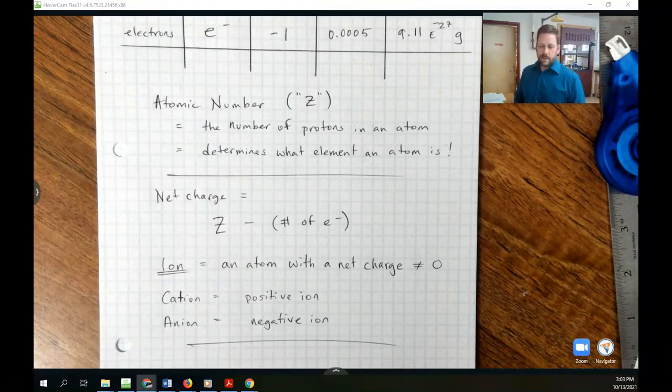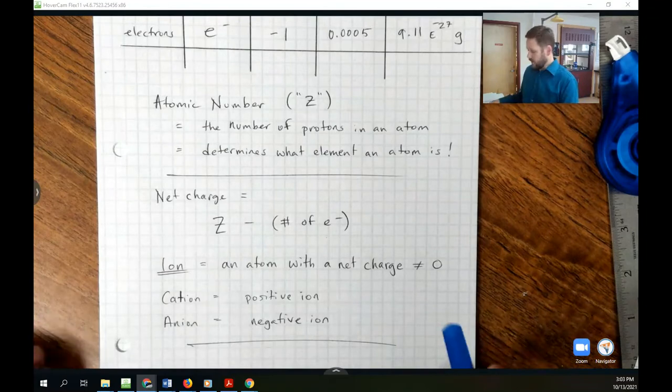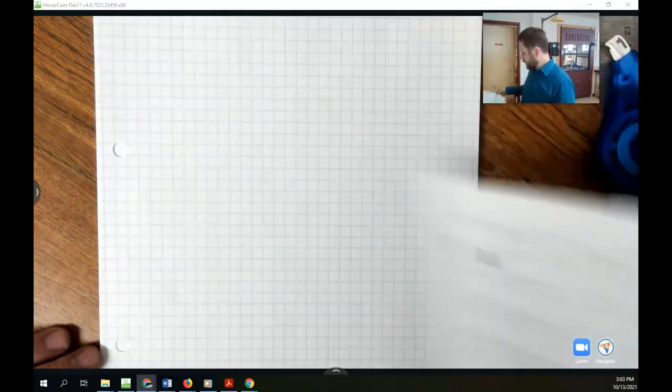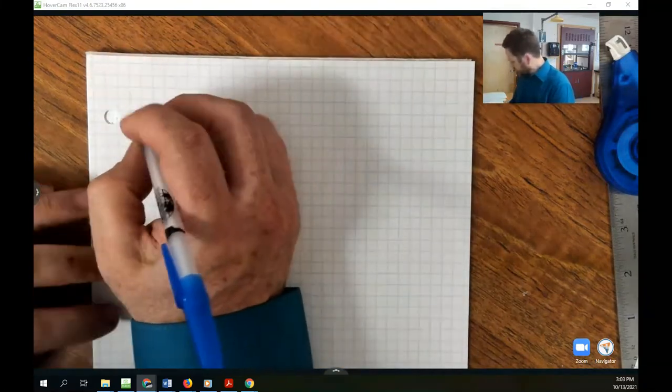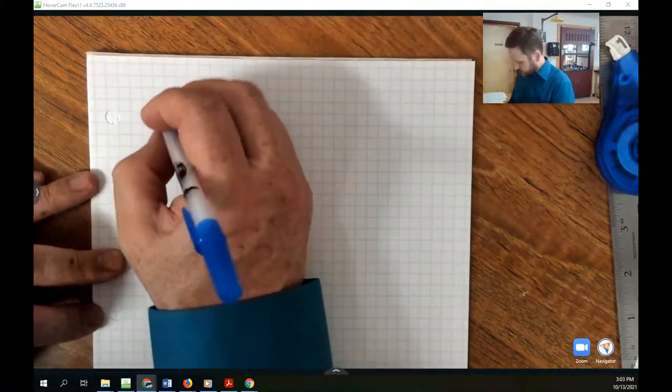So let's talk about how you would tell the difference between a neutral atom and an ion if somebody was writing a chemical symbol down. First of all, if we're talking about an ion, then the net charge is written with a superscript.